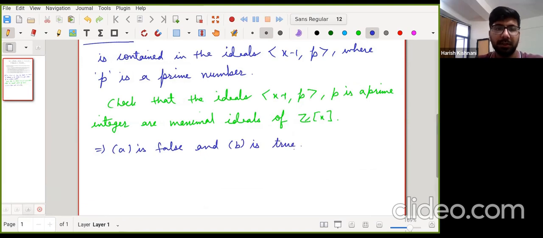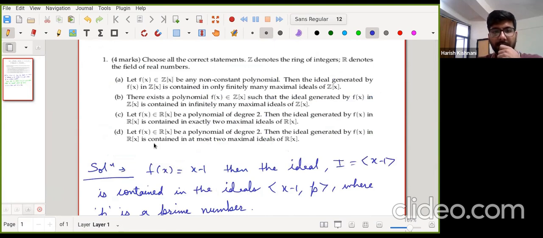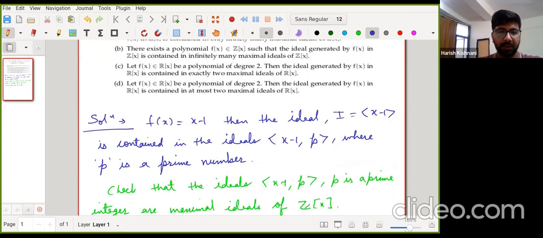Now the third statement is almost the same thing over the polynomial ring over the reals. That if f(x) is a polynomial in the polynomial ring over reals of degree 2, then the ideal generated by f(x) in R[x] is contained in exactly 2 maximal ideals. And the fourth statement says that it is contained in at most 2 maximal ideals. So let us just see which statement is correct.